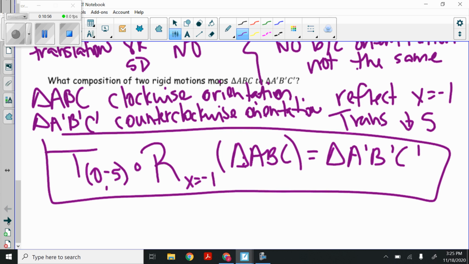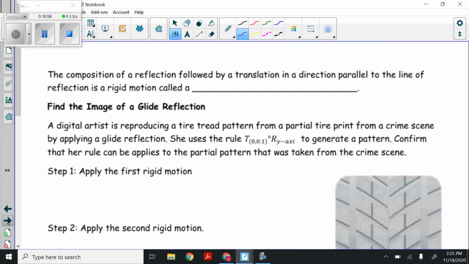All right, next page. The composition of a reflection followed by a translation in a direction parallel to the line of reflection is a rigid motion called a glide reflection. This is another vocabulary word. You will see this on your test on Monday. So the composition of a reflection followed by a translation, it will always be that order in order for it to be a glide reflection. So we're going to look at finding the image of a glide reflection.